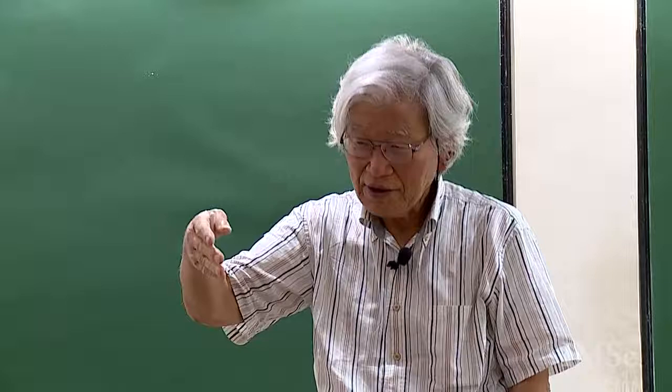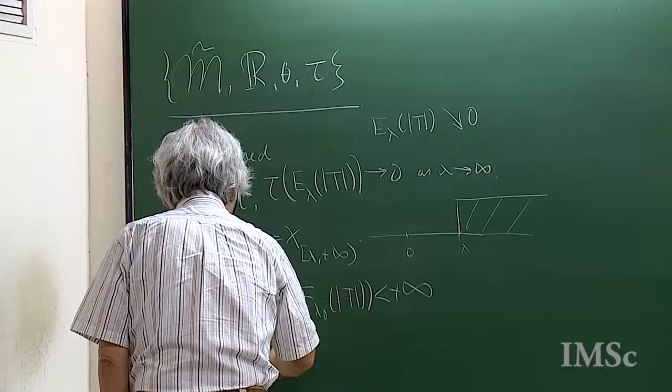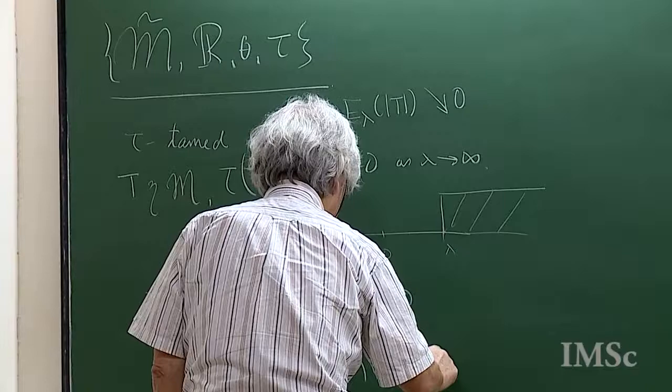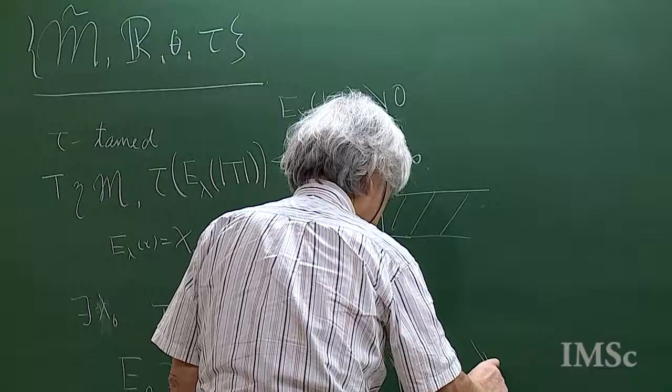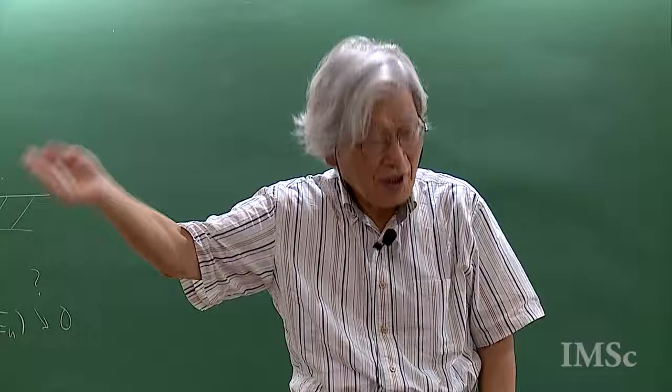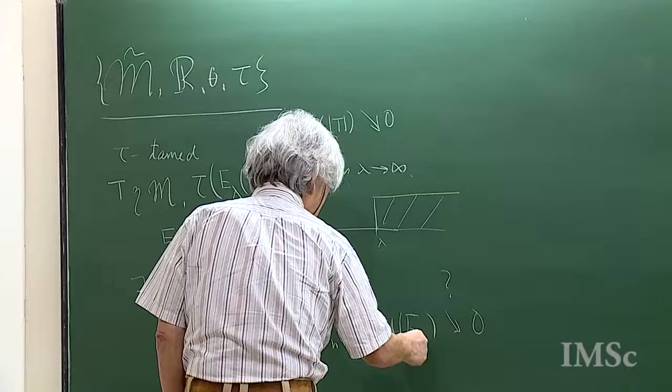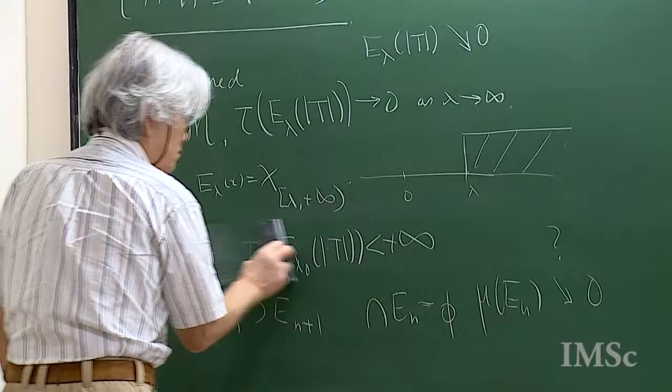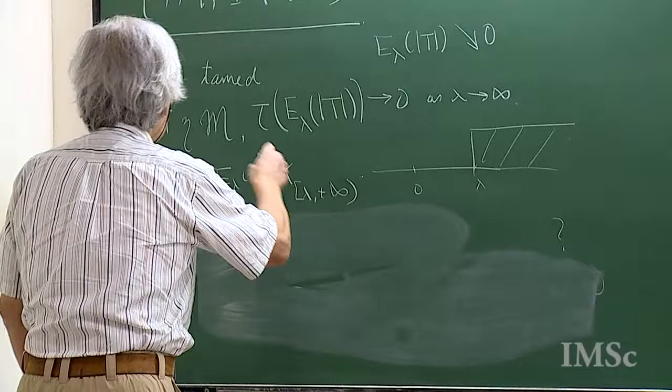Right, take a measure where you have sets E_n whose intersection is empty, but the measure of E_n need not go to zero. Just consider Lebesgue measure on the half intervals (n, infinity). The intersection is empty, but the measure never goes down, staying plus infinity all the time. So if you once hit a finite value, then it goes down to zero. At any rate, this is the tau-tamed operator.